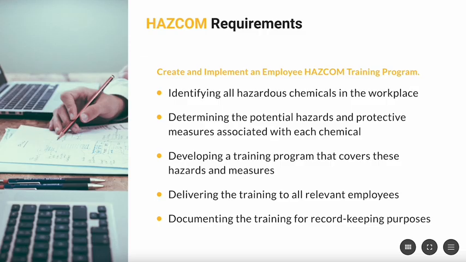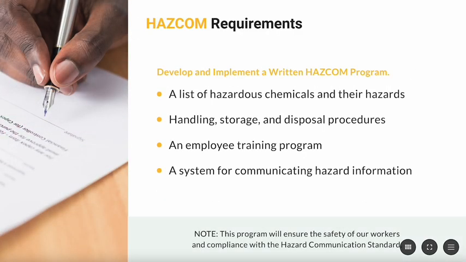By implementing this training program, we can ensure that our workers are prepared to handle hazardous chemicals safely and effectively. To protect our workers and comply with OSHA regulations, a written HAZCOM program is needed that includes a list of hazardous chemicals and their hazards, handling, storage, and disposal procedures, an employee training program, and a system for communicating hazard information. This program will ensure the safety of our workers and compliance with the hazard communication standard.